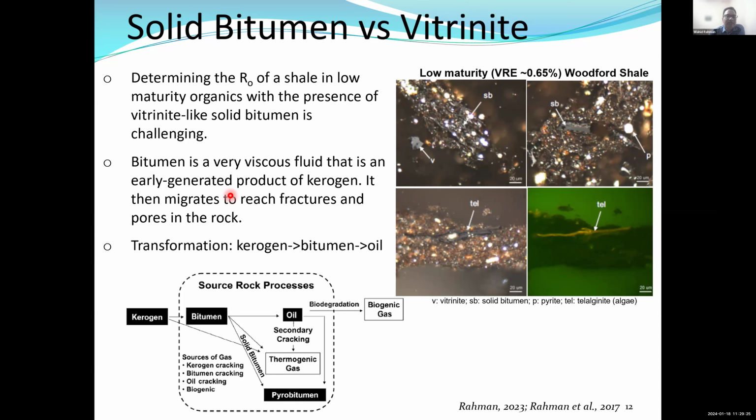Solid bitumen is actually a shade, and many ranges of solid bitumen can be there from bitumen to pyrobitumen. Bitumen is still a liquid, a semi-viscous liquid, right? And that transfers to oil, and the leftover part turns into solid bitumen that still produces hydrocarbon as it goes to the pyrobitumen stage. So those are the things I wanted to explain clearly.